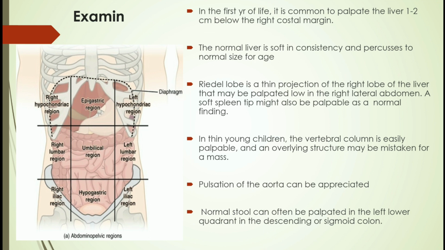In thin young children, the vertebral column is easily palpable and an overlying structure may be mistaken for a mass. Pulsation of the aorta can be appreciated in the epigastrium, right? Normal stool can often be palpated in the left lower quadrant in the descending or sigmoid colon. The gut sounds are usually normal, right? So again we will counsel the parents not to be so worried about the protuberant abdomen, to continue with normal physiological activities, and encourage them toward healthy activities of a child.